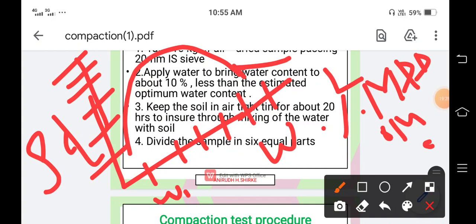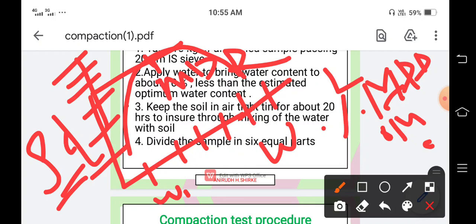So for that purpose, MDD means the maximum value of the dry density. So in this curve, the maximum value of dry density, which is our maximum dry density, is at the crest of the curve. That is the highest value on the curve of dry density, which gives the maximum dry density.